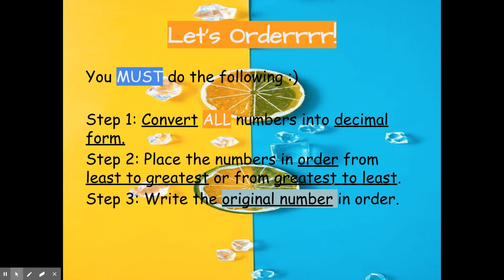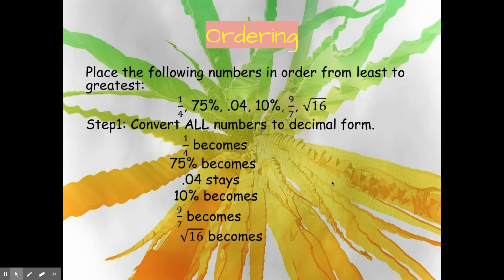All right, so let's look at an example. Here, it wants us to place the following numbers in order from least to greatest. So it's telling us we want to order these numbers from smallest to biggest. Here is our set of numbers right here. They're given to me in a lot of different ways. I've got some fractions, I've got some percents, I've got one that's already in decimal form, and then I've got this radical sign or the square root sign. So I need to order these from least to greatest. To do that, I'm going to follow my 3 steps. Remember, step 1 is convert all numbers to decimal form.